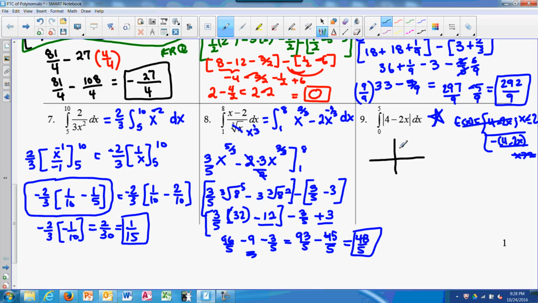You substitute 0 in, you get 4. You substitute 2 in, you get 0. You substitute 4 in, you also get 4. But if you substitute 5 in, which is our last value, you get 4 minus 10, so we end up with 6.